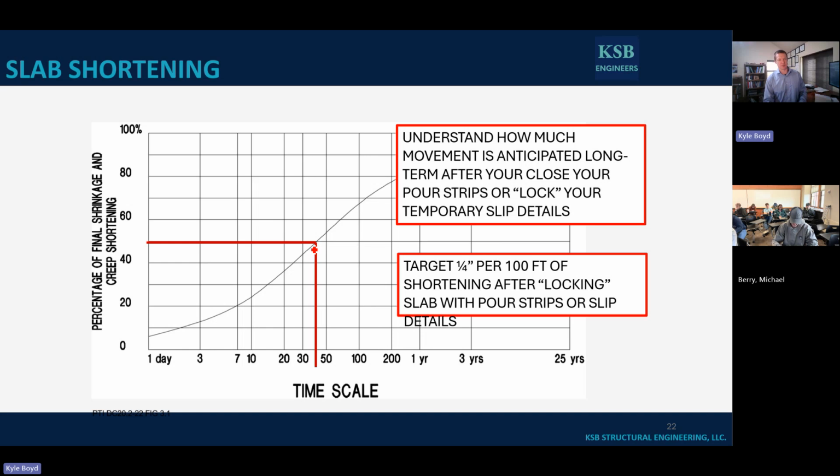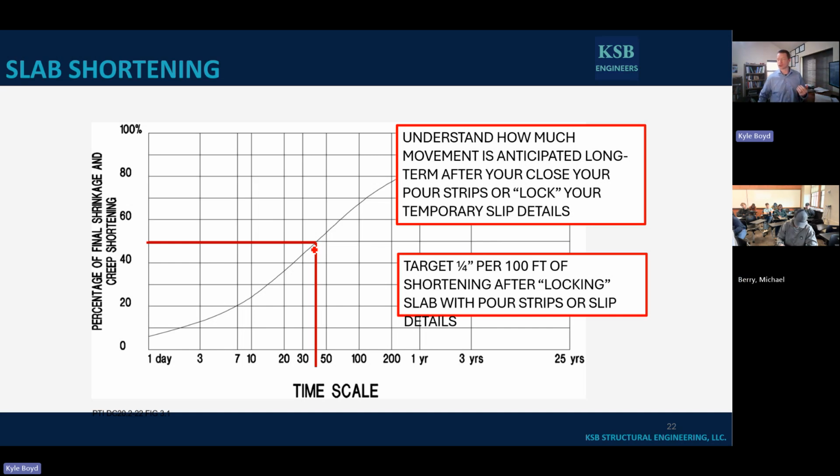In general, it's been empirically shown, and when I say empirically, it means it's just been done over and over again, that if you can get the movement to be less than 1/4 of an inch per 100 feet long term after you lock everything together, you're not going to have big issues. So you need to figure out when you're going to hard tie that slab to that wall if you need it for some sort of diaphragm connection. And these graphs do a really good job of helping you figure out when that's going to happen.